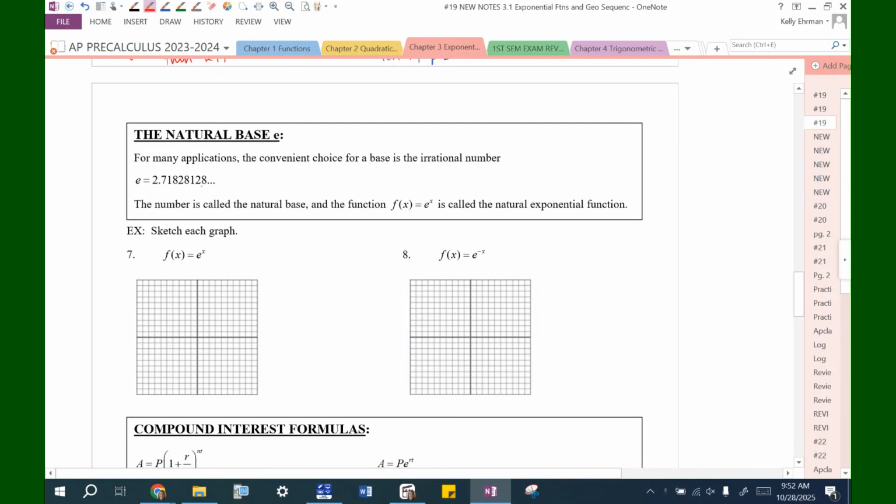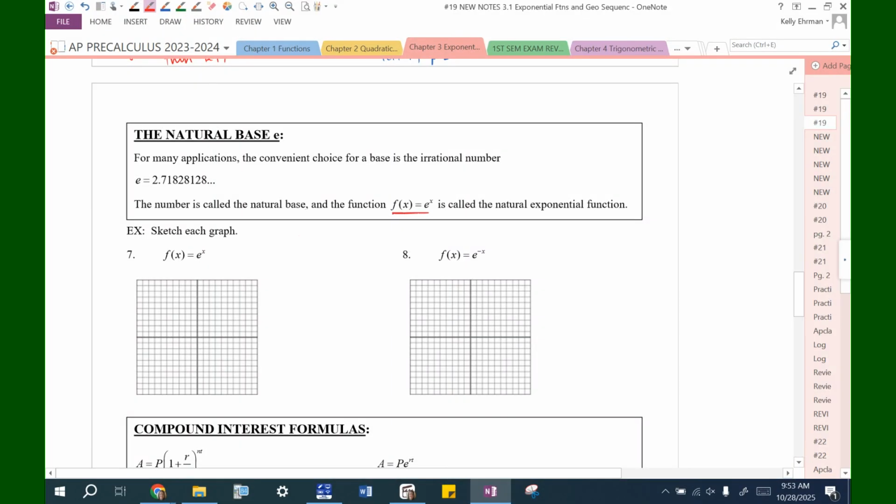E is an irrational number like pi. We all know that pi is 3.14159, etc. E is similar. It's a common ratio found in lots of relationships in nature and finance and exponential growth. And so we use this number a lot. So you should know that e is about 2.718. Beyond that, I don't really pay much attention.